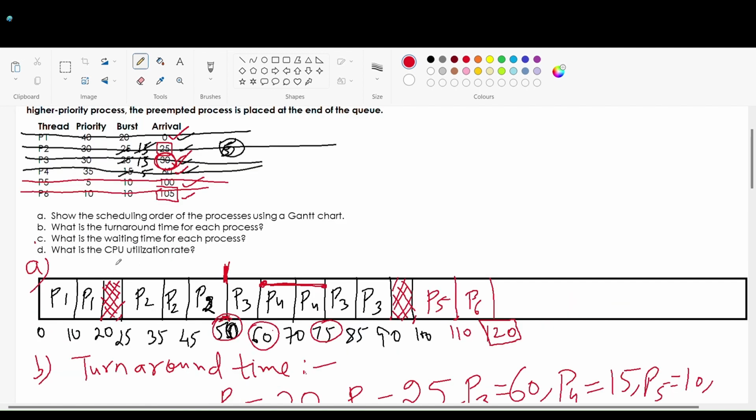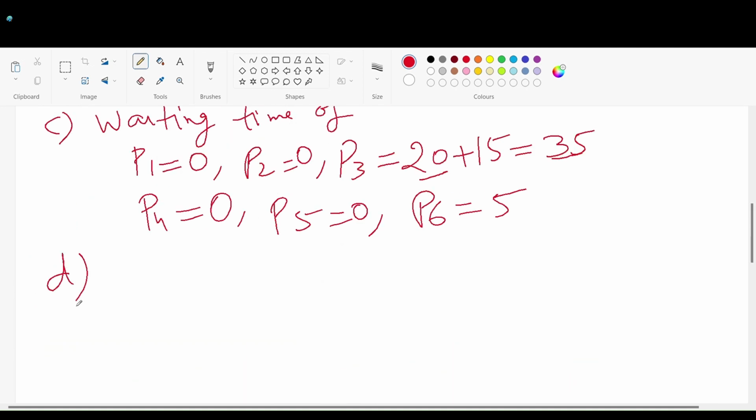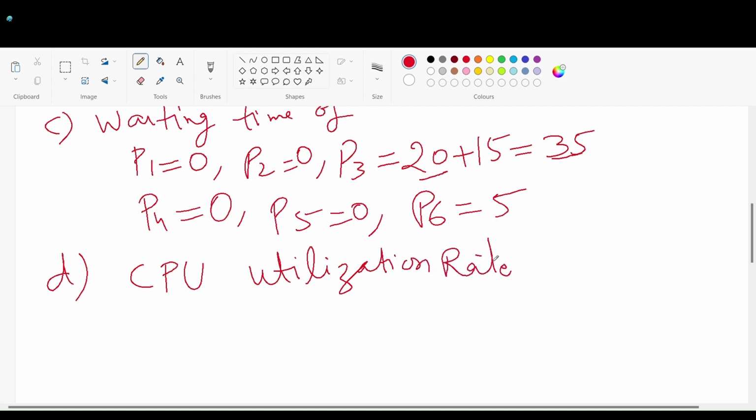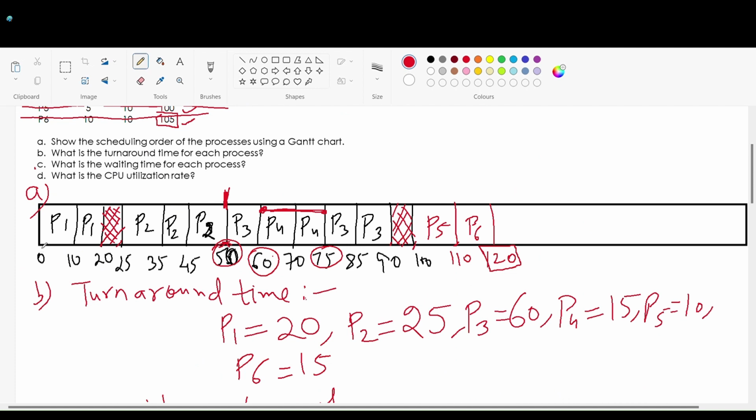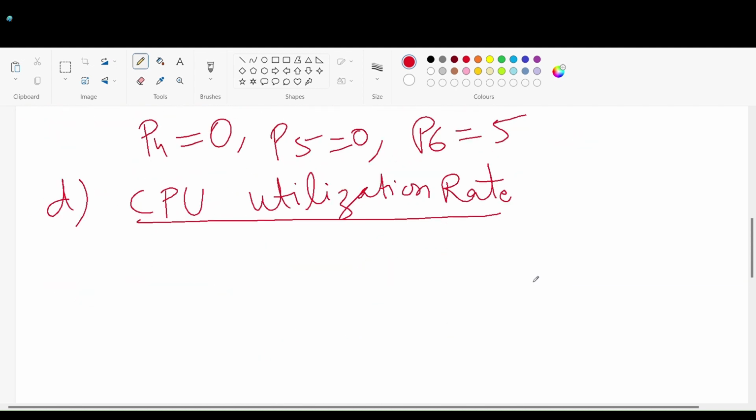Another question is, what is the CPU utilization rate? See here. The CPU runs from 0 to 120. So how much time does the CPU work? It was free from 20 to 25, 5 time units here, and 90 to 100, 10 units here. So 15 units were free in between. So 120 minus 15. So the CPU utilization rate is equal to how much time it works: 105. So 105 divided by the total time 120, multiplied by 100.